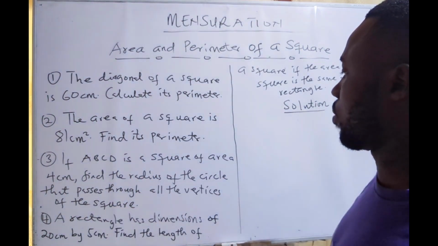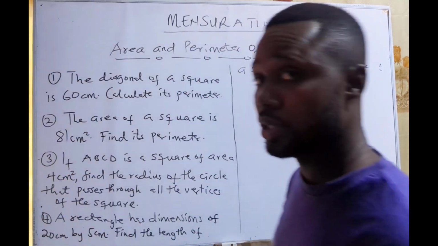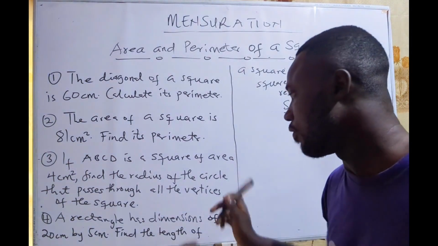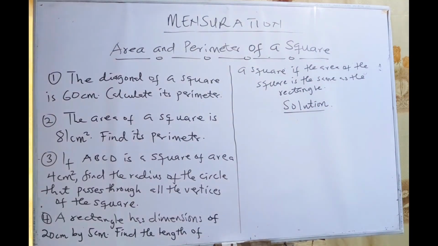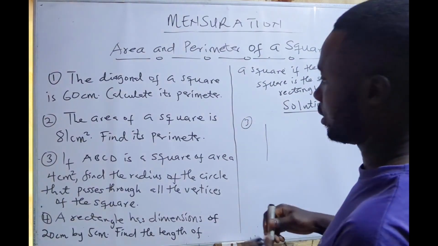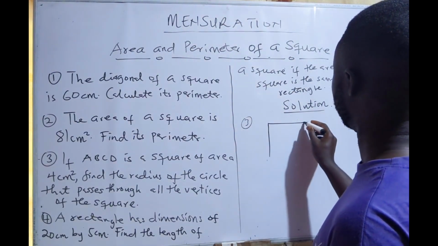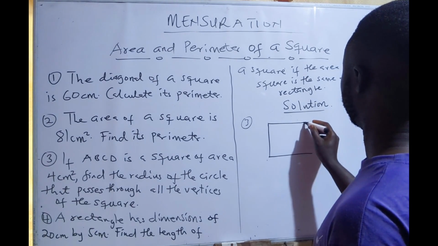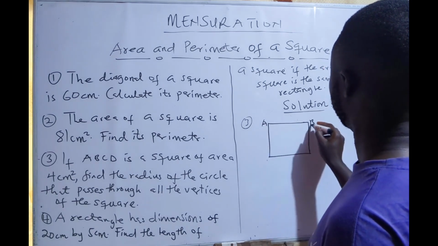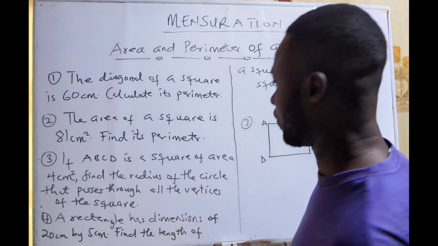If ABCD is a square of area 4 centimeters, I think there should be a square, 4 centimeters squared. Find the radius of the circle that passes through all the vertices of the square. So we are going to draw the square, number 3, and then we indicate all the vertices or the dimensions. Okay, so this is our square, A, B, C, and D. And it said area is 4 centimeters squared.